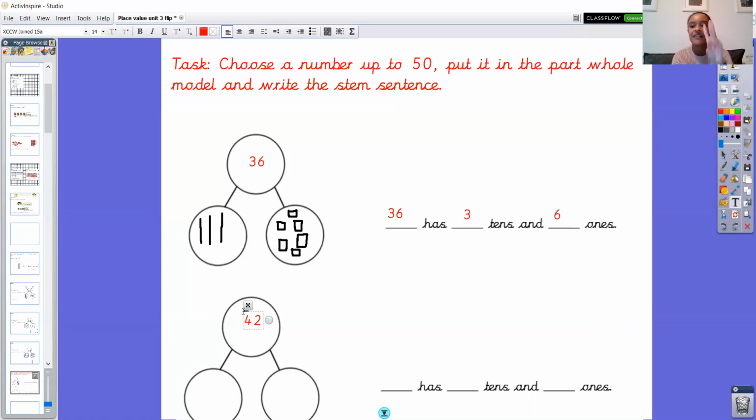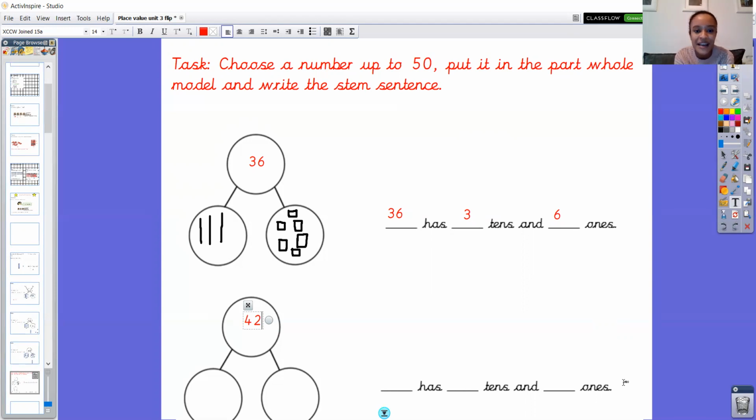So see if you can do yourself at least 3 part whole models. So you're drawing at least 3 different ones with 3 different stem sentences, 3 different numbers. You could do more if you like, but at least 3, okay? And the numbers have got to be less than 50. Okay, so I've got 42 here, so I'm going to draw myself 4 tens, 2 ones. 42 has 4 tens and 2 ones, okay?